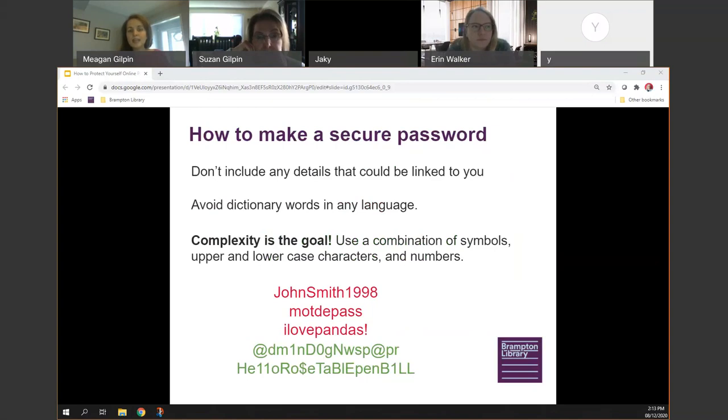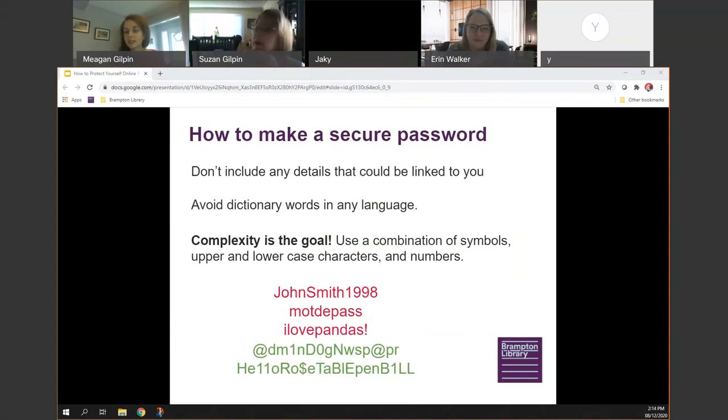So next, complexity is the goal. Include a combination of symbols and lowercase and uppercase letters and numbers, which is something that you're often required to do when creating passwords for certain accounts anyways. But that said, the numbers and symbols that you use, or rather that you don't use, that does matter. So for example, do not use your birthday, do not use your anniversary, your house address, your pet's name, or any other details that could be linked to you.